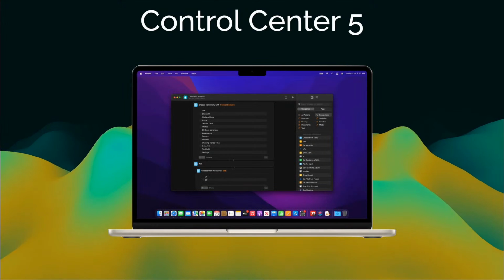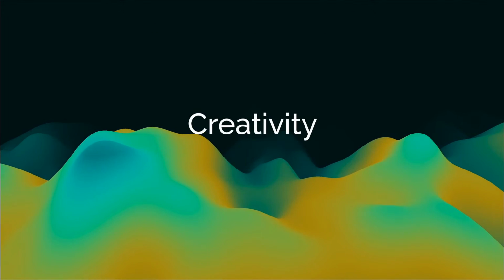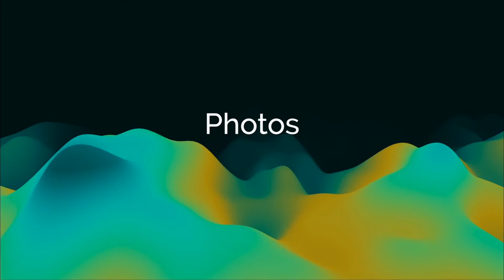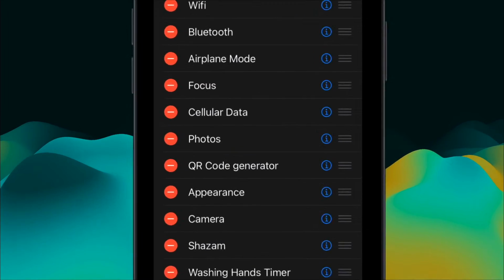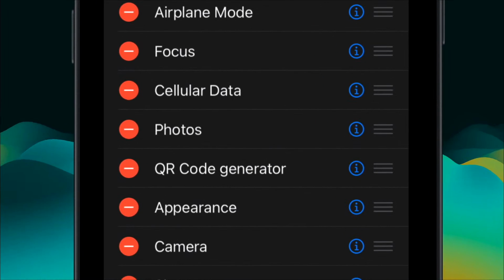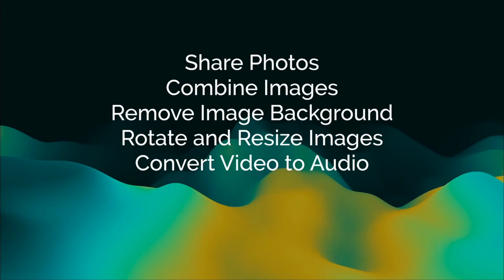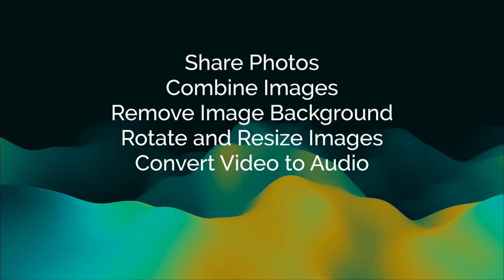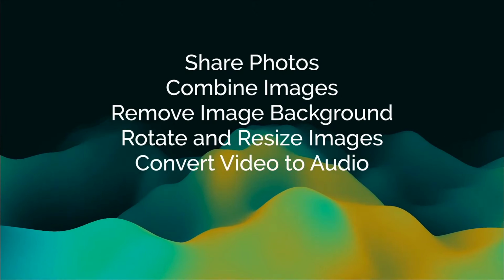This is Control Center 5. Control Center 5 focuses on some new creativity features, specifically creativity features with photos. If you notice, in Control Center 5, we replaced share photos as just photos, because it does a whole lot more than sharing photos. You can still share photos, but now you can combine the images. You can remove image backgrounds. You can rotate and resize images, and you can even convert video to audio.